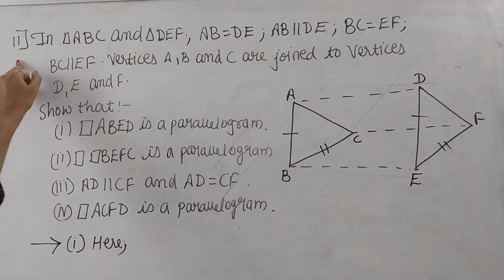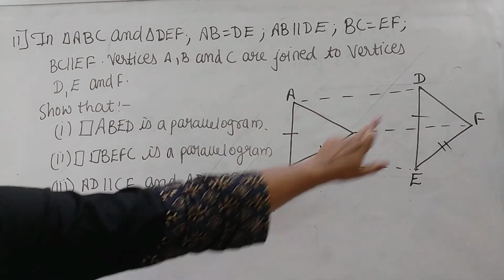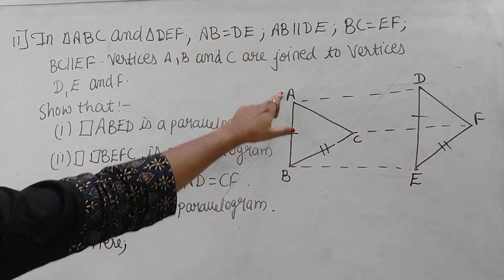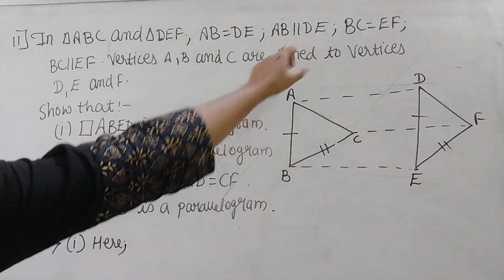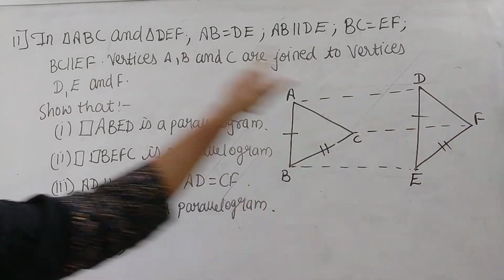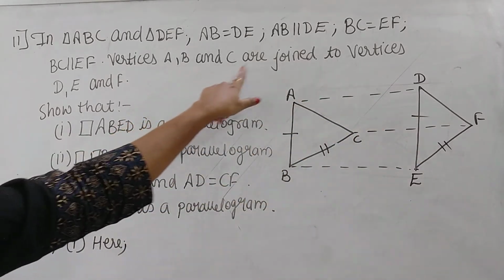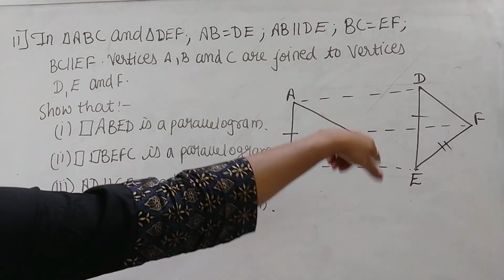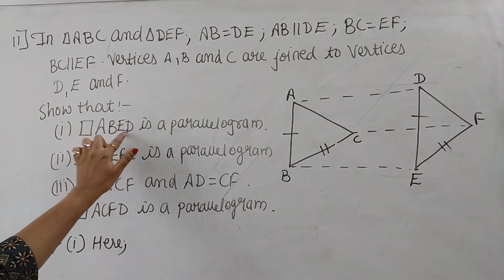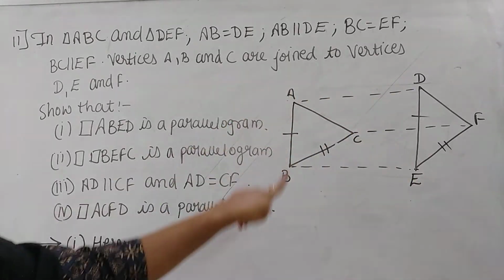So now we are dealing with question number 11, and it is a very simple question because it is just based on the theorem statement. Here it is said, in triangles ABC and DEF, already your side AB is equal to DE, and they are parallel also, that is AB is parallel to DE. Then it is said your BC is equal to EF, and those two sides are also parallel to each other, that is BC parallel to EF. A, B, C are joined to the vertices D, E, F. Now you need to prove ABED is a parallelogram.